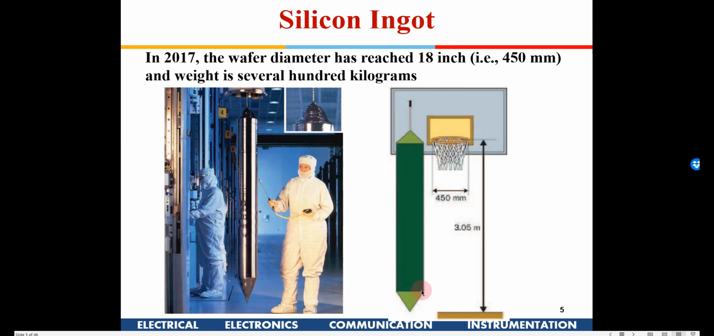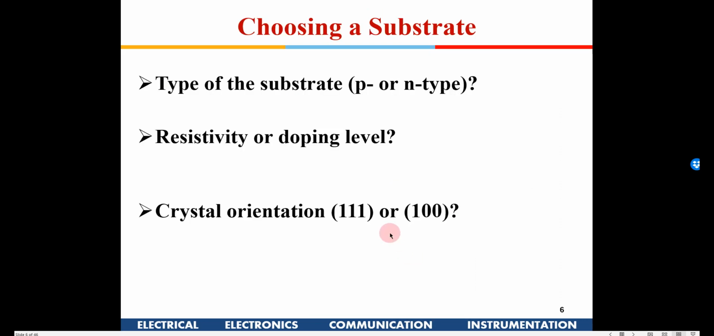So this is the first step to create a silicon wafer. Once having done that, the other processes start. Now in the substrate, there are a few considerations: whether we should take P type or N type.